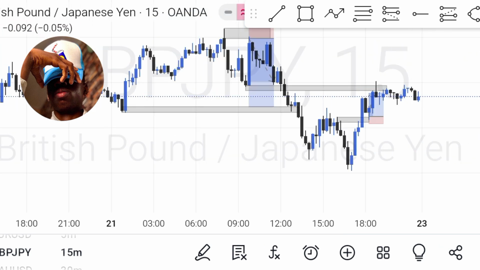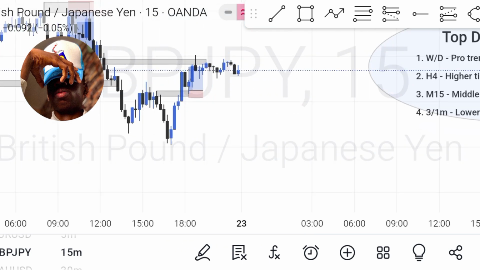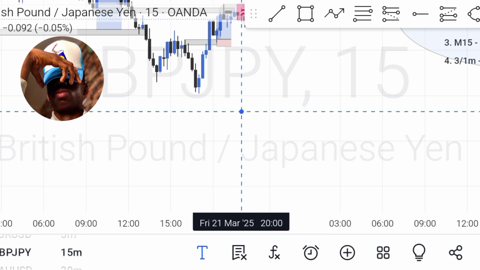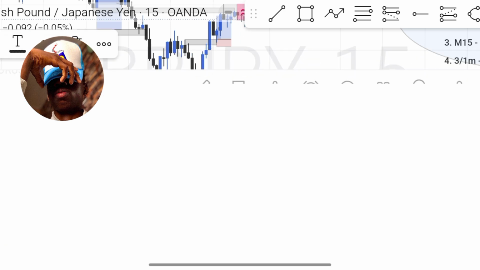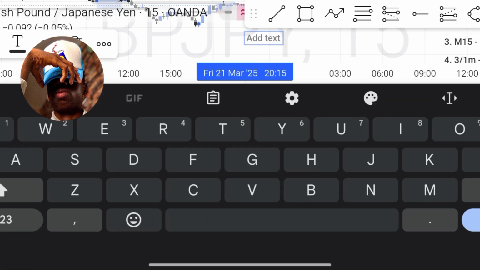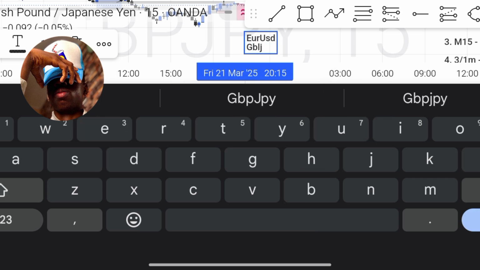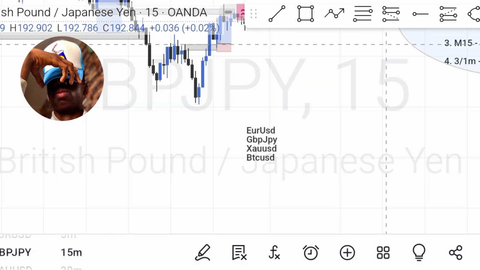All right, so this is a full chart breakdown. First of all, the pairs we're going to be touching are how you trade for pairs. You having about 20 pairs on your screen doesn't mean you become profitable. So how do you trade EUR/USD, GBP/JPY, XAU/USD, gold, and BTC/USD. This is all you need to become profitable.